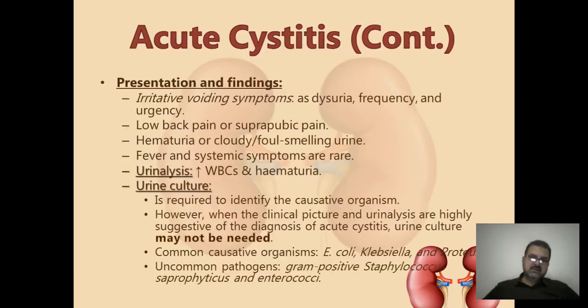Presentation and findings: the usual patient comes with voiding symptoms: dysuria, frequency, urgency, and nocturia. Low back pain and suprapubic discomfort will be there most of the time. Hematuria, cloudy urine, and foul-smelling urine will also be there most of the time. It can reach up to low-grade fever. In urine, you will have high white blood cells and blood. Urine culture is usually not requested, and we start treatment immediately for 3 to 5 days.